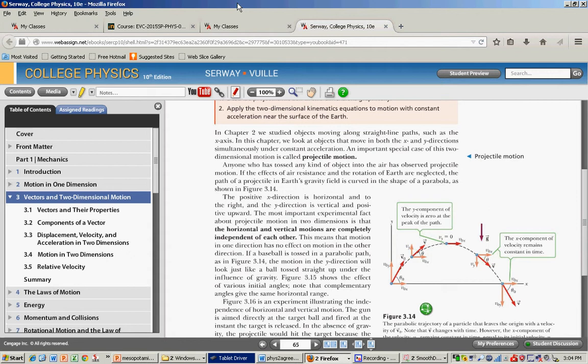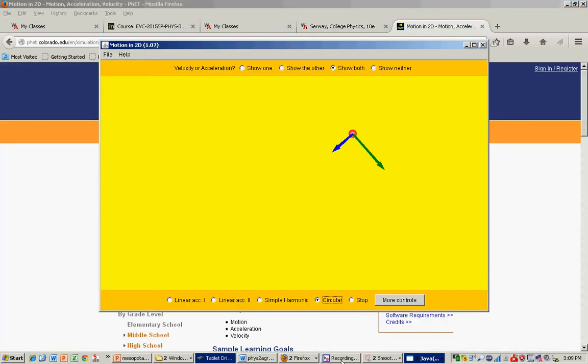Projectile motion is a motion in which, again, we have two components. We have a component in y, we have a component in x. Sorry, I was talking about projectile motion, but before going there, let me show you this motion. So you have a red ball, it's moving in a circular path, and we are looking down on it.